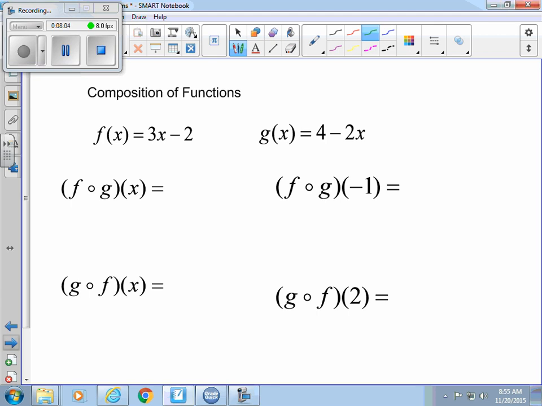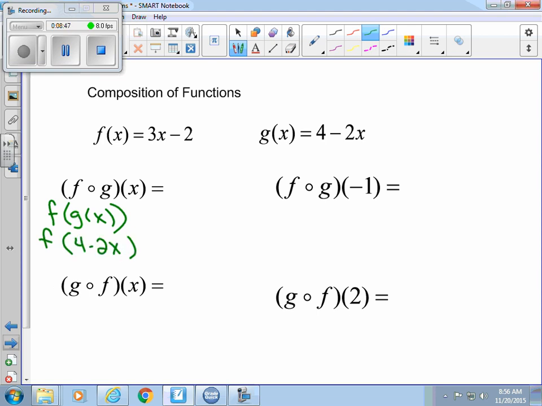So I have 4 problems up here: 2 with x's, 2 without x's. So f of g of x. The very first thing I would do is rewrite it as f parentheses g of x. I'm going to work from the inside out. I'm going to find the inside part first. So what's g of x? 4 minus 2x. So I'm going to do f of parentheses 4 minus 2x.